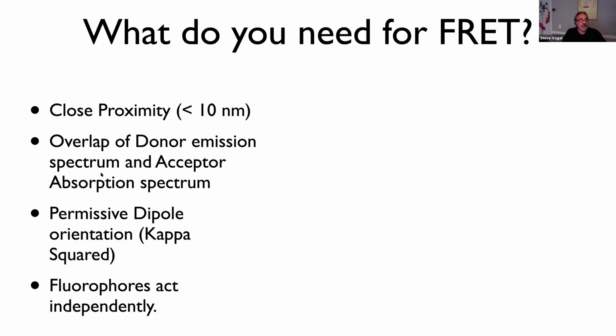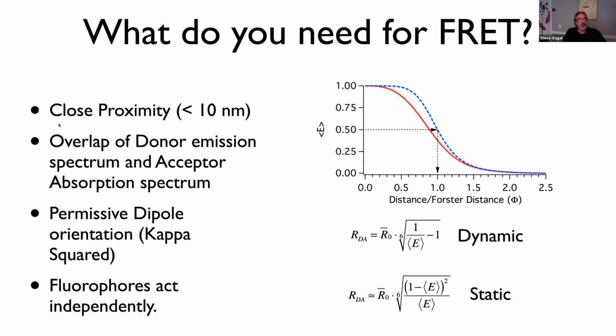But we are going to talk about these three real quickly. So, close proximity. So this is a figure showing distance normalized by the Förster distance versus a FRET efficiency you measure. And you can see that there's actually two curves, even though in most review papers, you'll only see the dashed blue curve and you'll never see the red curve. And basically what it's saying is that the relationship between distance and FRET efficiency is not written in stone.